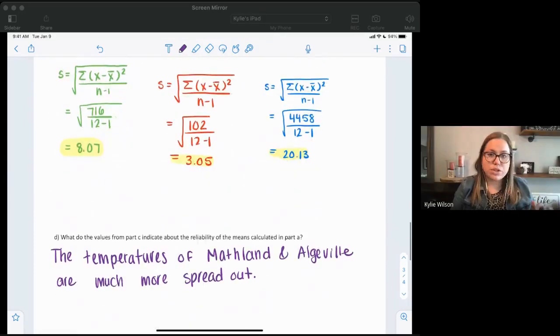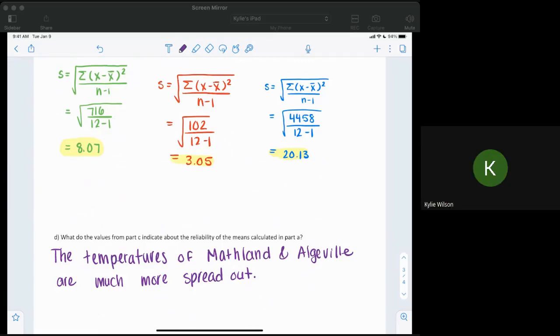So the conclusion that we can make from this is that the temperatures of Mathland and Algaeville are much more spread out than Trigtown. Again, what this means is that that number 15 is probably a better representation of the climate in Trigtown than it is of the other numbers. That is still its average. That's the truth. There's nothing wrong with that number. We just need to also be mindful of the fact that the data there is so much more spread out than it is for Trigtown. So that is our whole lesson there.